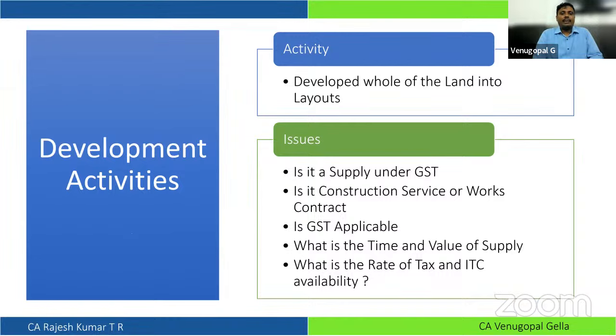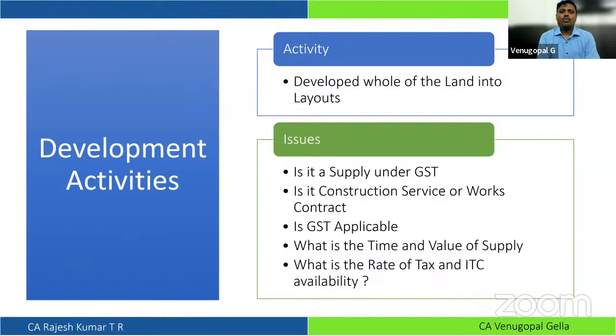I am of a firm belief that plotted development is different from an apartment construction. The entries given under 3.1, 3.2, 3.3 or 3.6 do not apply to a plotted development, and hence it is a supply of a works contract. GST is applicable on that.